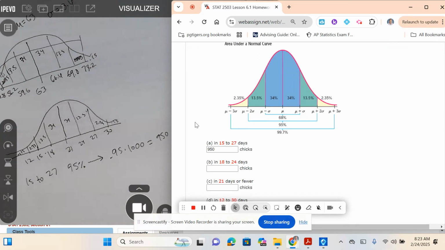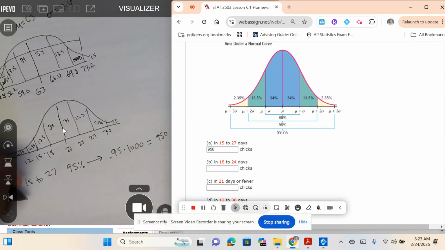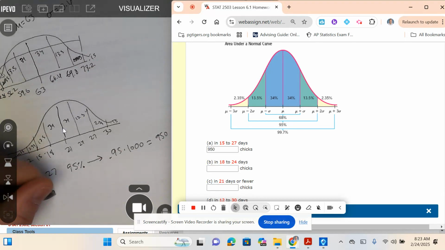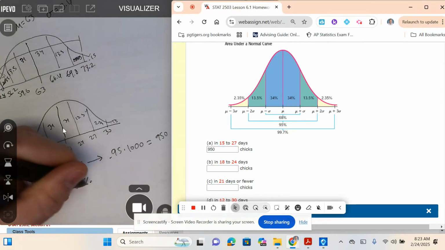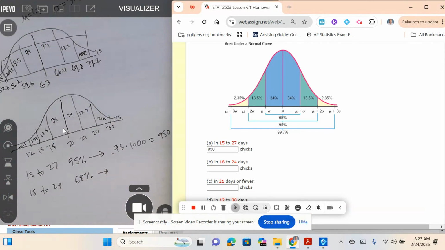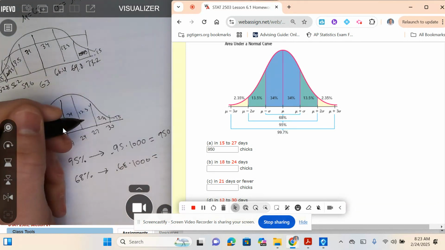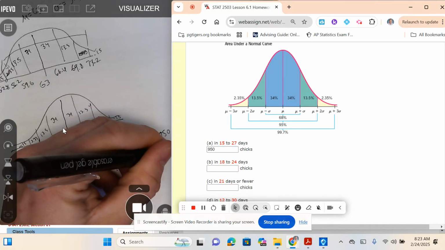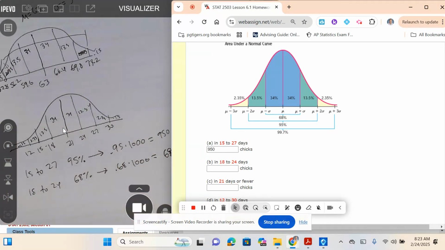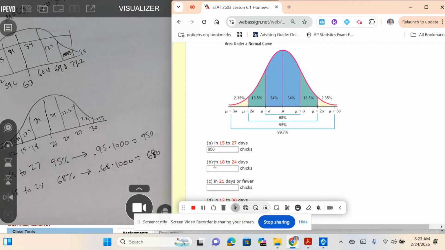Between 18 and 24. So 18 is 1 below, 24 is 1 above. If you find that, that is 68% of the data. So how do I find out the number of chicks that will hatch? I'm going to take that to a decimal, multiply it by 1,000. That'd be 680. You can try that in your calculator if you need to.